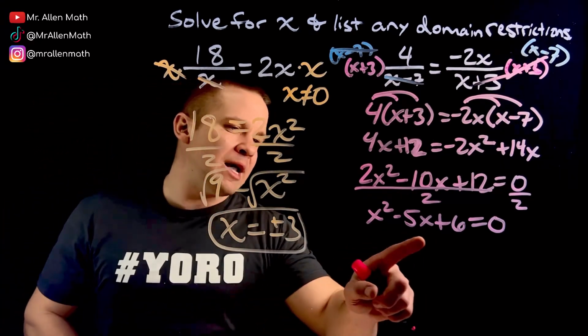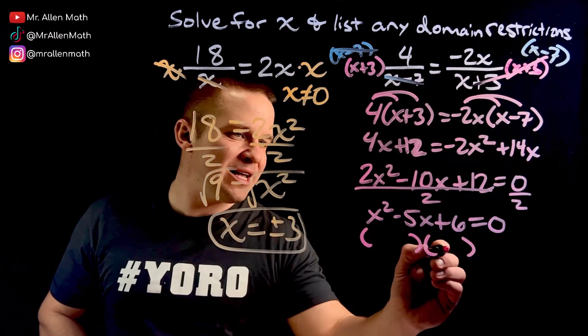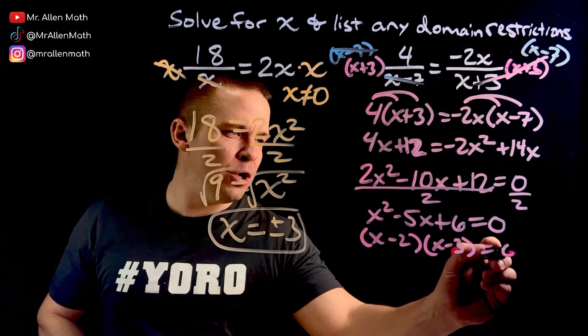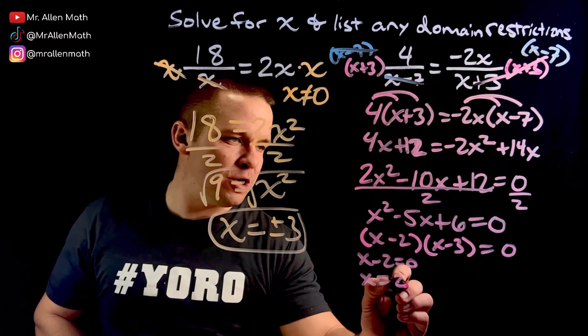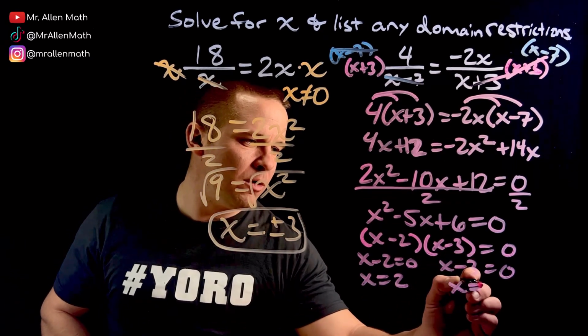All right, so now I've got to factor and solve this. What multiplies to 6 and adds to negative 5? That's going to be negative 2 and negative 3. So now I have x minus 2 equals 0, so x equals 2, and x minus 3 equals 0, so x equals 3.